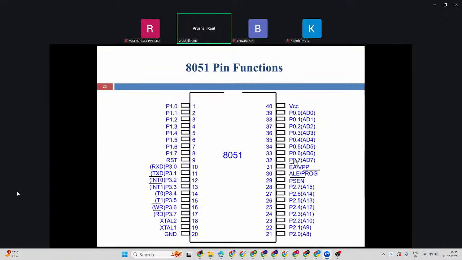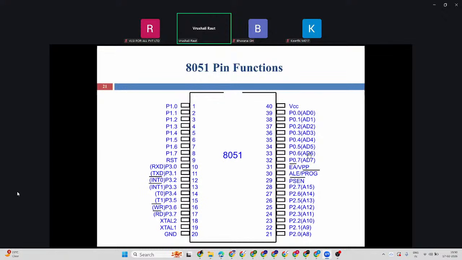Similarly, there is port 0. Okay, port 0, it's 8 pins, and it is multiplexed. It is not only IO, it has either the address, we can send address on it, or we can send data also on it. So these are the LSB of the address, whereas port 2 is carrying the MSB of the address.